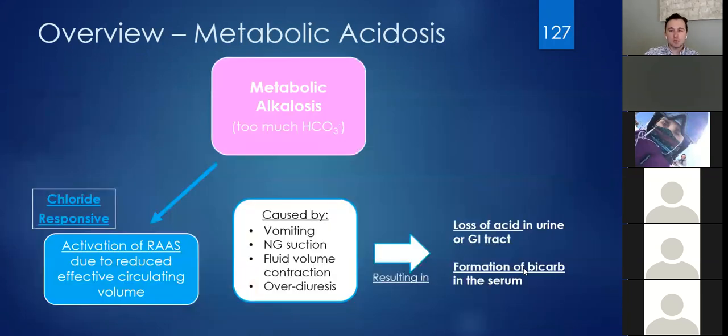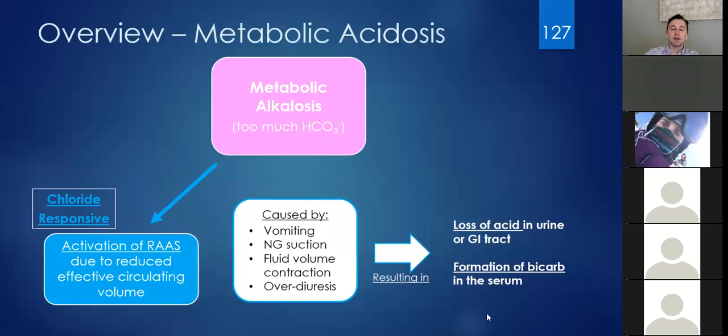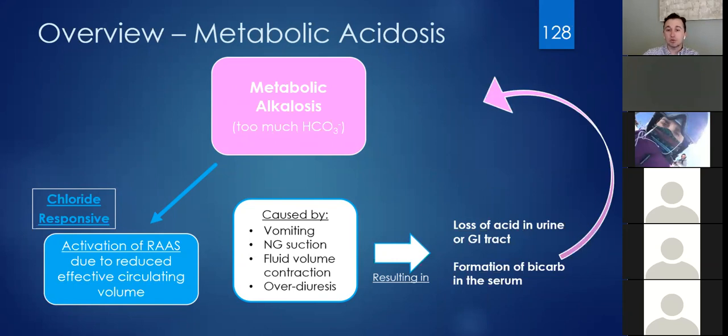Okay. So in short, for chloride responsive metabolic alkaloses, there's going to be loss of acid in the urine. So you're going to be peeing out carbon dioxide and hydrogen in the urine and holding on to serum bicarb, and there's formation of bicarb in the serum. Those two things will lead you to an alkalosis. Okay, too much bicarb, not enough acid.